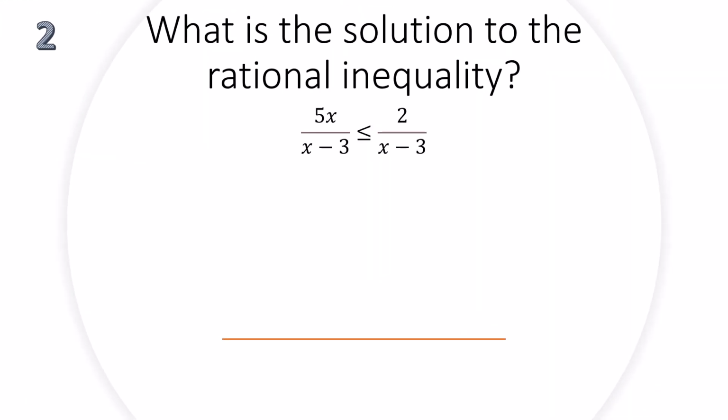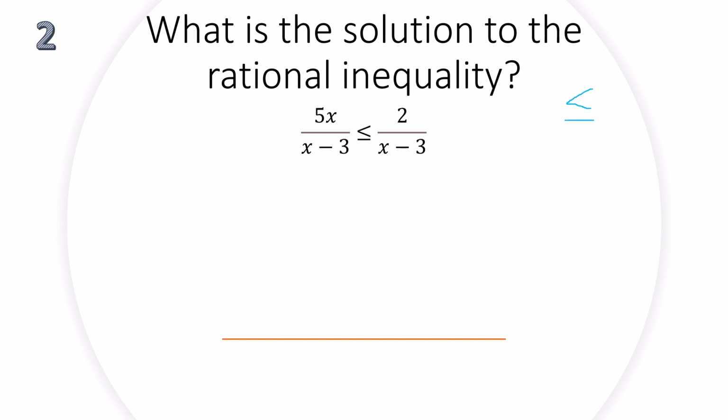Number 2 says, what is the solution to the rational inequality? 5x over x minus 3 is less than or equal to 2 over x minus 3. Now I'll look at those, and it doesn't have an equal sign. It has a less than or equal sign. That's what gives us the inequality.